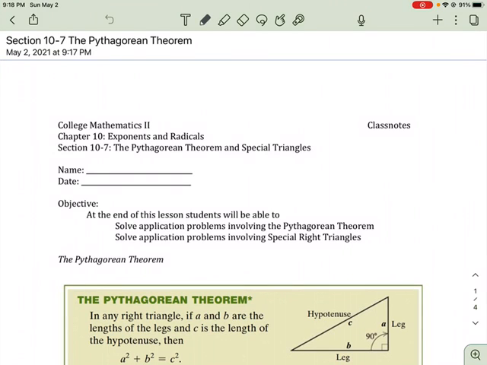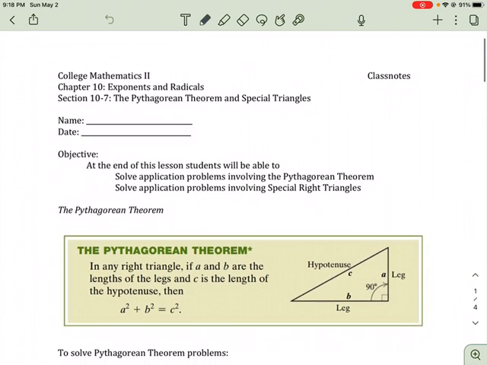Hi everyone. So today we're going to work on the Pythagorean Theorem and some special right triangles. I'm pretty sure we've done this in the past, like in geometry, but it doesn't hurt to review. We're going to solve applications involving the Pythagorean Theorem as well as some special right triangles.